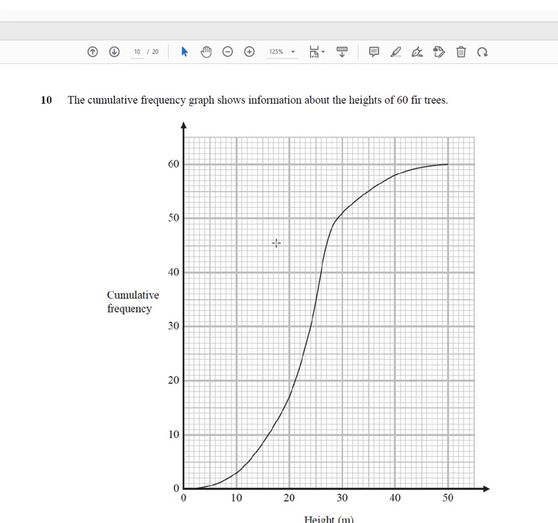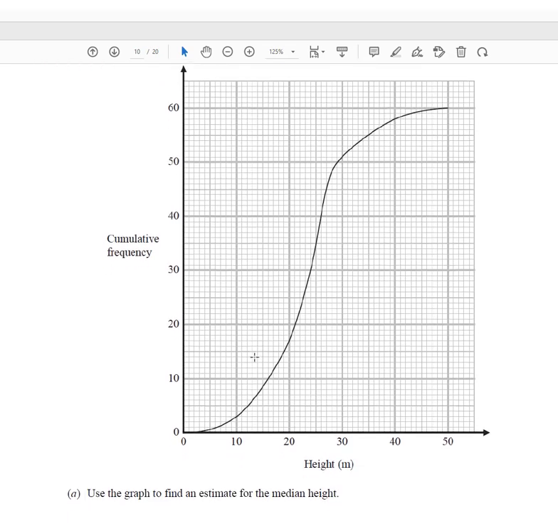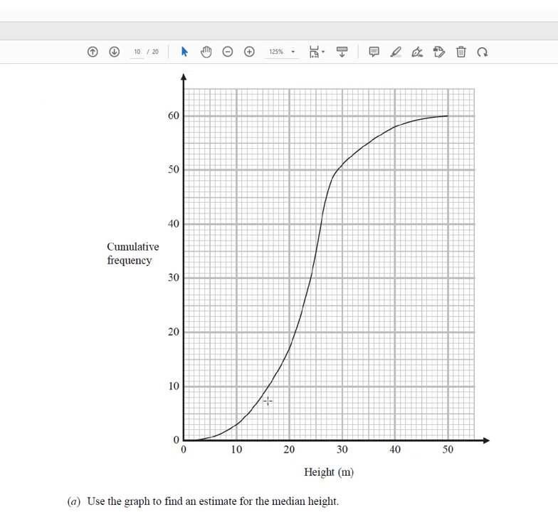Question 10. The cumulative frequency graph shows information about the heights of 60 fir trees. Use the graph to find an estimate for the median height. Okay, so the maximum height was 50. How do you find the median? You find the halfway mark. Now, on a cumulative frequency curve, they're all arranged in order. And so you find half of 60. And if you thought that was 40, of course it's not. You read across and you read down to find what that number is. You need to show what the line is. Show the line.